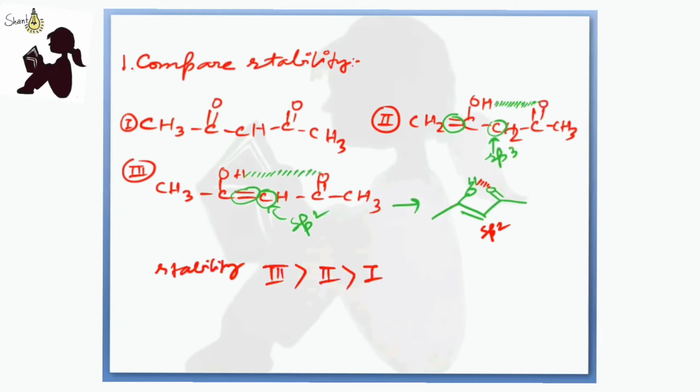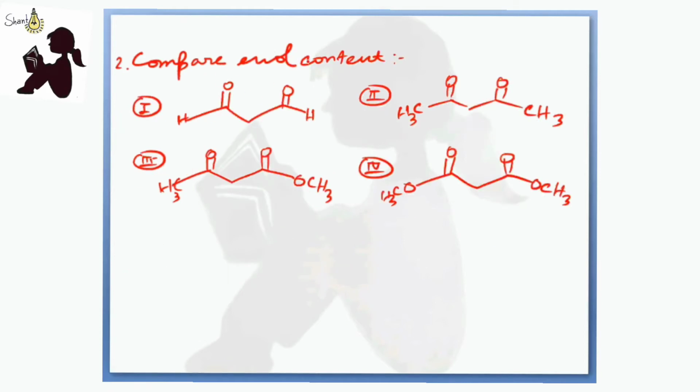So let's see the next question, that is compare enol content. So what is enol content? The enol content is the probability of forming enol. Okay, so as you can see, it is present in keto form. So what is the probability of this to form an alcohol from here? That is called our enol content.